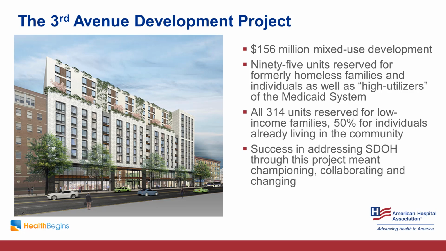And we now have this $156 million mixed-use development that is almost completed. The housing component is almost completed. It involves two different units, a south unit and a north unit. It also included 95 units that are being held for formerly homeless families and for high utilizers of the Medicaid system, which addressed, again, the housing insecurity. All in all, we partnered to have this developer build out 314 units of low-income housing apartments. And then 50% of those were reserved for those individuals already living in the community.